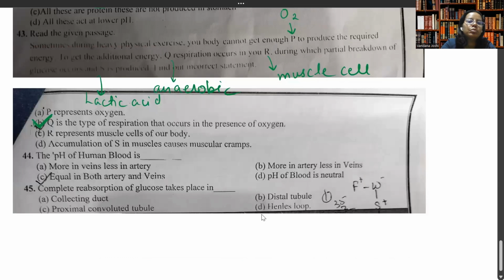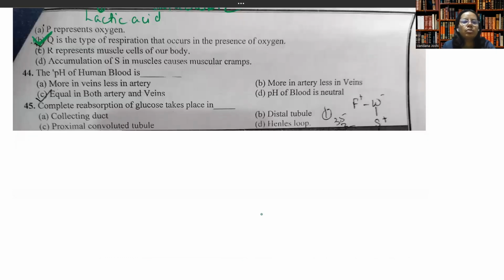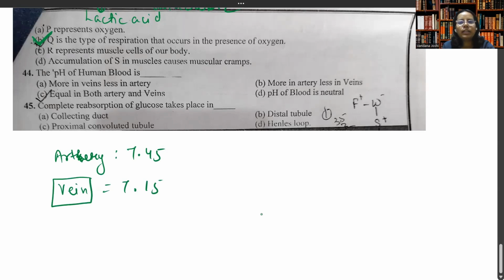Next, pH of human blood is, okay. So if you're talking about human blood, the pH of human blood in arteries is 7.45, I guess. And in case of veins, it is 7.15. The pH is lower in veins because veins carry deoxygenated blood back, which contains carbon dioxide mixed with it, due to which it has a slightly acidic character. So we will say that it is more in arteries and less in veins.